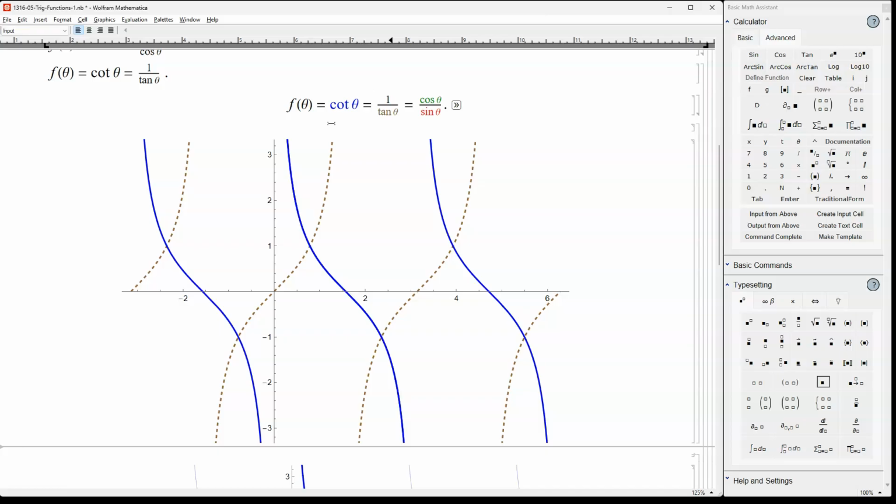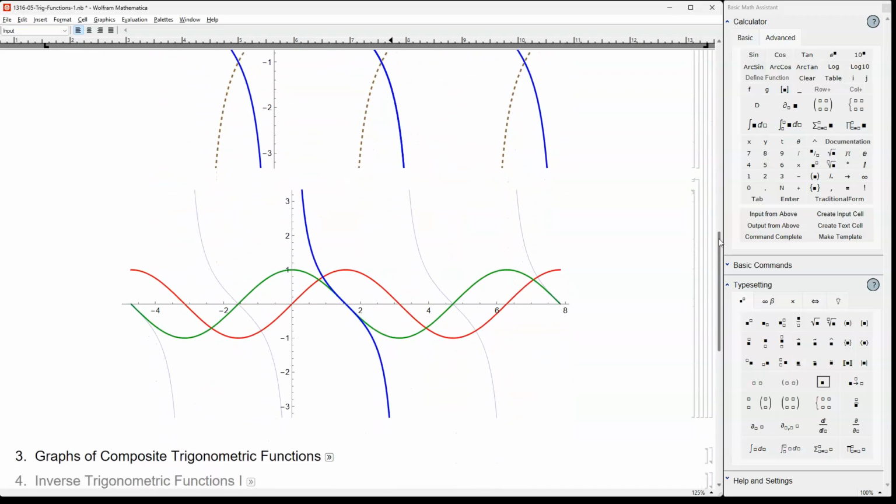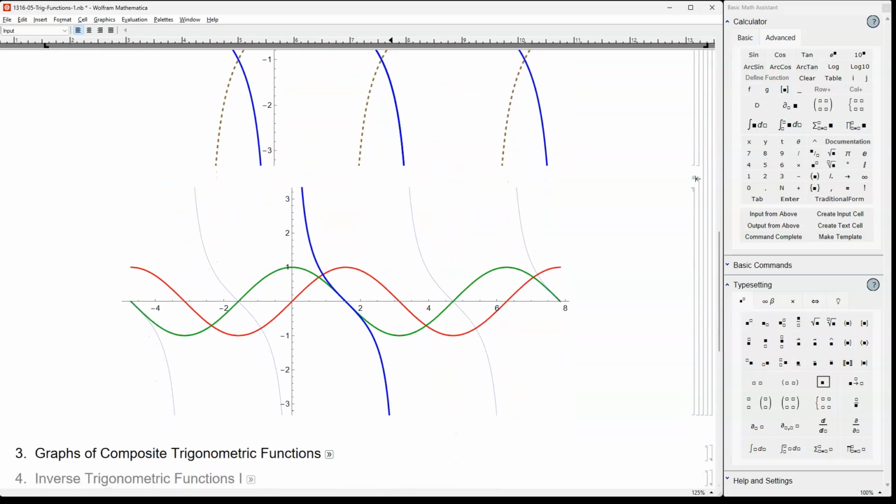Cotangent is 1 over tangent, so whenever tangent hits 0, cotangent hits a vertical asymptote, and vice versa. Whenever cotangent goes to infinity, 1 over infinity, tangent becomes 0. So at a vertical asymptote of tangent, we have a 0 of cotangent, and at a 0 of tangent, the vertical asymptote of cotangent. Also, you can view those with respect to cosine over sine, as you can see from this picture down here.